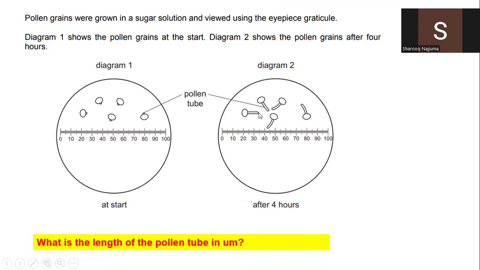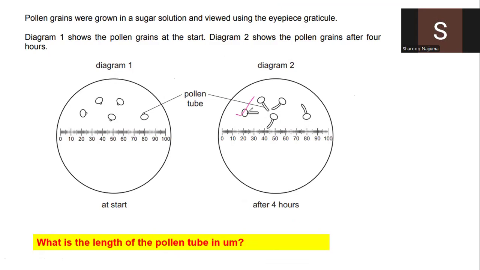You can see the pollen tube is running from here to here, or from here to here, or from there to there. But you have 5 pollen grains. So which of the pollen grains is well aligned with your eyepiece graticule? Do not just choose any random structure that you're going to measure. Always look for the one that is well aligned with the eyepiece graticule. In this case, this is the most appropriate candidate.